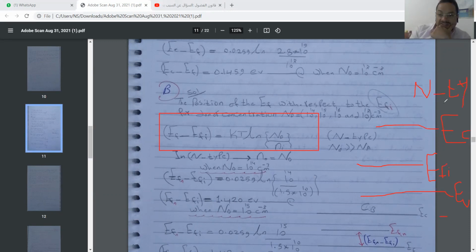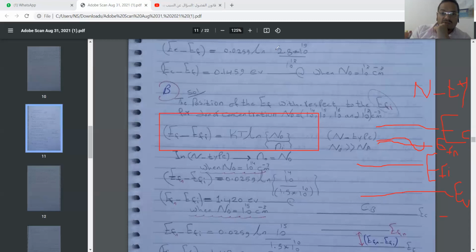N-type. That means we will be dealing with EFN. What does this mean, EFN? Let me write it first. Electron Fermi energy level. Like I said before, you can calculate the relation between these.